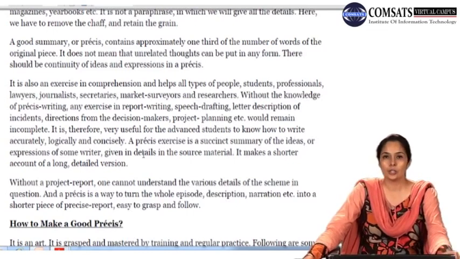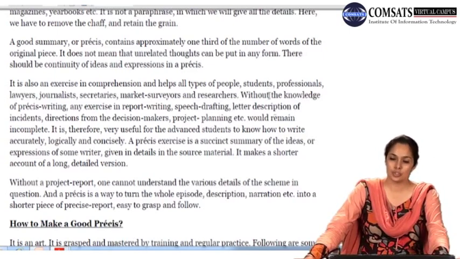The skill not only helps students, it also helps professionals, lawyers, journalists, secretaries, market surveyors and researchers. And without this skill, all kinds of report writing or speech drafting or article or letter description or any drafting, directions from the decision makers is impossible.